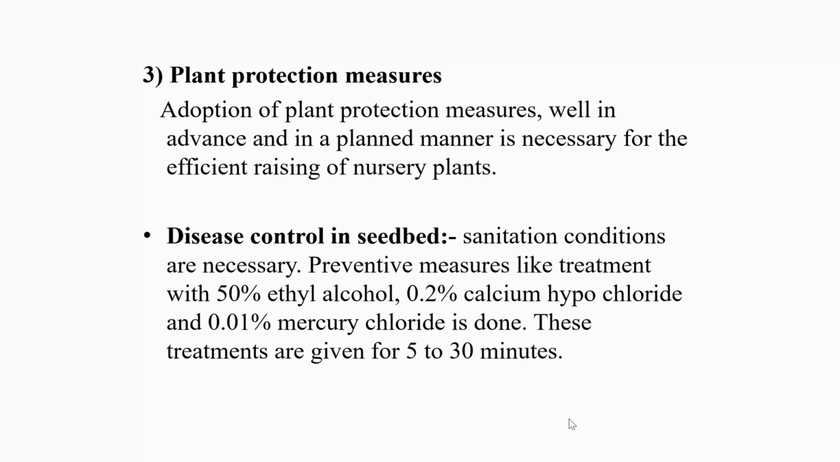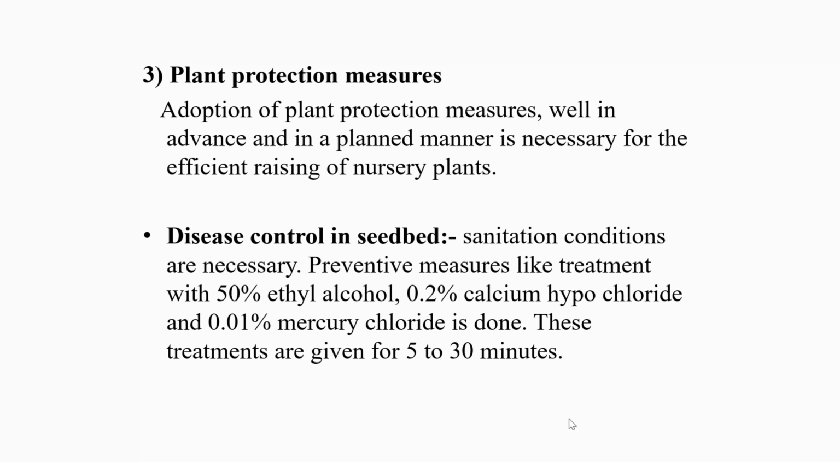Disease control in the seed bed. The major disease of nursery stage plants is damping off. For its control, good sanitation conditions are necessary. Preventive measures like treating with 50% ethyl alcohol, 0.2% calcium hypochlorite, and 0.01% mercuric chloride are done. These treatments are given for 5 to 30 minutes.